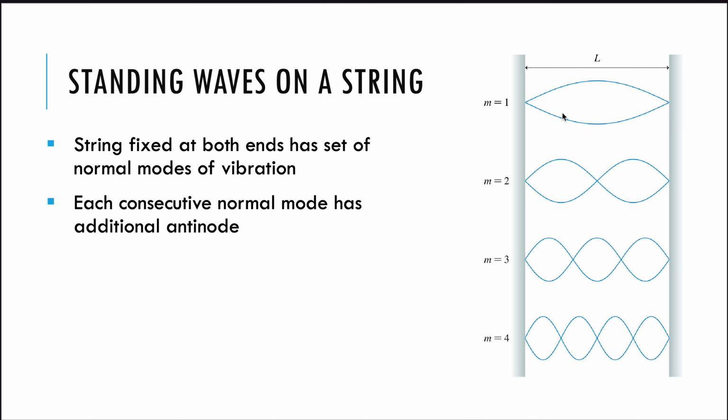These different patterns that we see are called the normal modes of vibration. Each string that has a certain length will have these patterns of vibration called normal modes. For the first pattern, we say n is equal to 1. This book uses m, but I like to use n, so just pretend all of these are n's. And what distinguishes each pattern from the next one is that each successive one has an additional antinode. You can see this one has one antinode, this one has two, this one has three, etc.